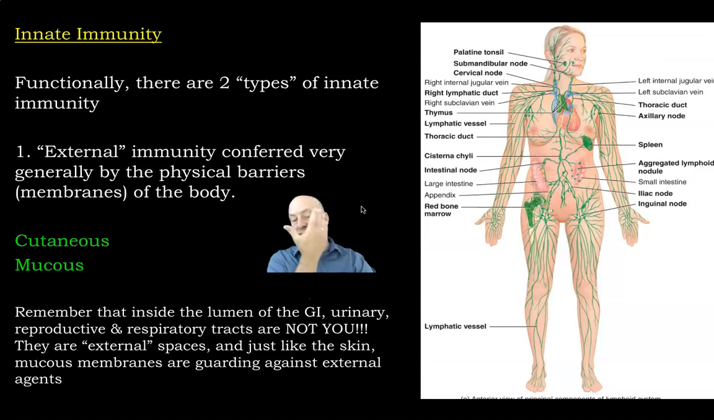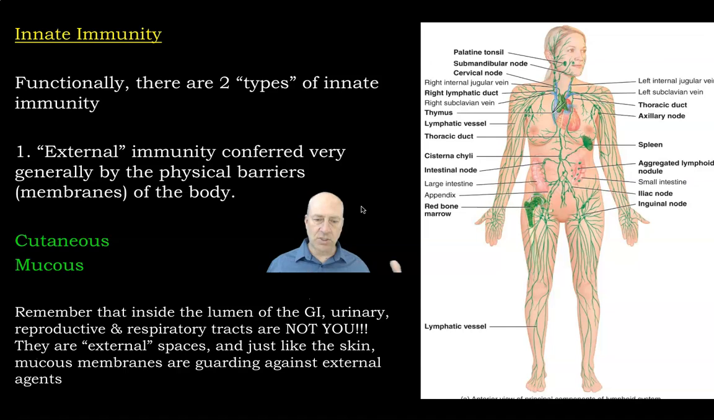Cutaneous, obviously the skin. You go, wait a minute, what about the mucous membrane? That's lining your GI tract, your respiratory tract, your reproductive tract, your urinary tract. Well, inside those tracts, the lumen of the GI tract, that's not you. I realize it's buried deep down inside of you, but it's not you. Material moves in through the mouth and out through the anus, defecated. That's not you.